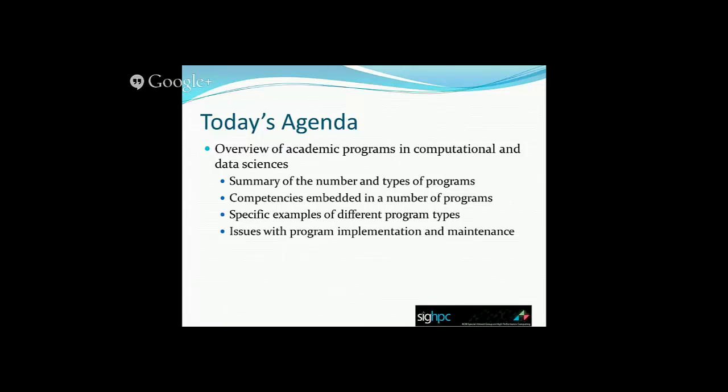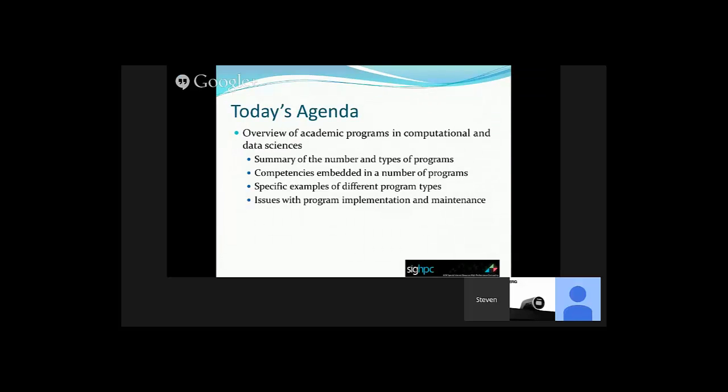Today's agenda is really to focus on an overview of academic programs in computational and data sciences. What I hope to do is to provide a summary of the number and types of programs, the competencies that are embedded in a number of programs, and provide specific examples of different program types. Although they're quite variant in their structure and what they do, they do have many things in common. And then we'll bring up some issues with program implementation and maintenance as well. So that's really the agenda for today.